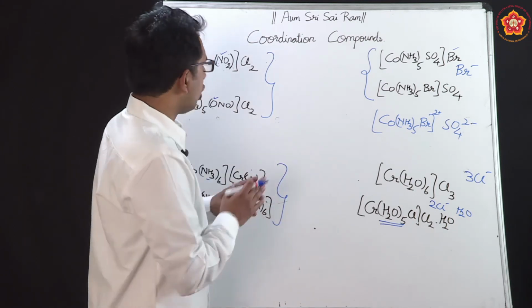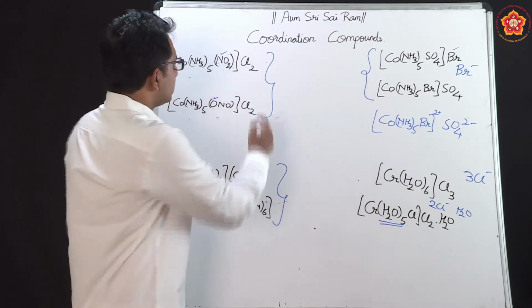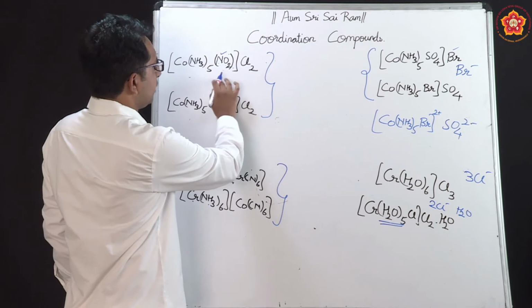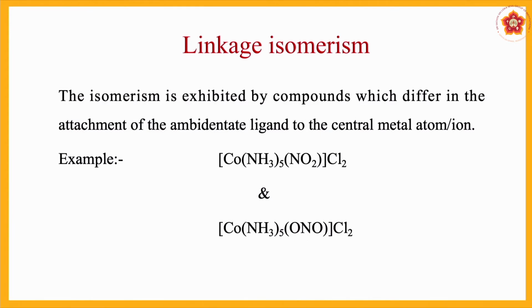Just to revise all these sets of compounds: the first one can be analyzed as attachment by different ligand atoms, which we call linkage isomerism. In the example, nitrogen is attached in the first case, whereas in the second case it is oxygen. The definition: the isomerism exhibited by compounds which differ in the attachment of the ambidentate ligand. What are ambidentate ligands? Those ligands which have more than one center of donation.